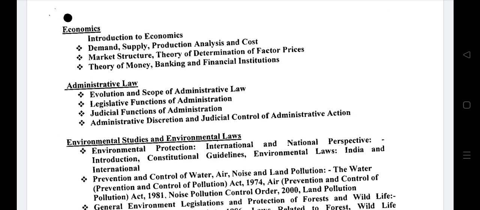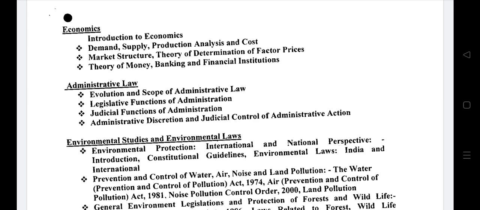Coming to economics, introduction to economics, demand, supply, production, analysis and cost, market structure, theory of determination of factor prices, theory of money, banking and financial institution. Keep in mind that you have to understand the basics only. You only have to take a general introduction to them, what the concepts are, okay.